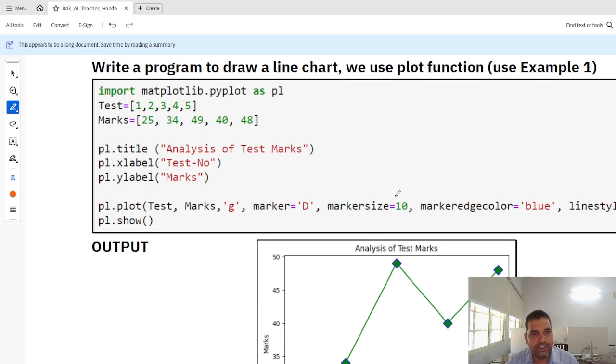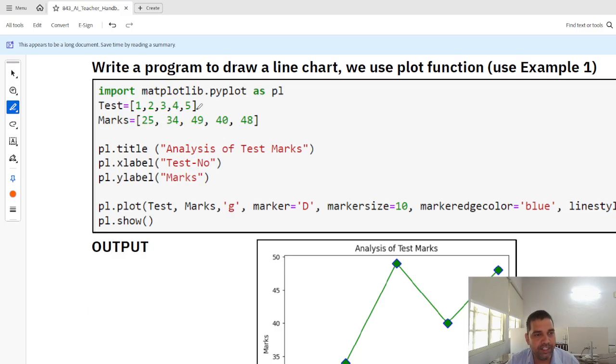So here it is, a line chart. We plot a function with the help of the plot function. Here you can see the title. We imported matplotlib pyplot, and the short alias name given for this pyplot is plt.